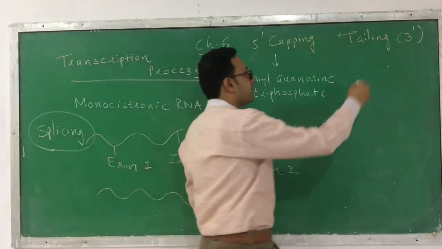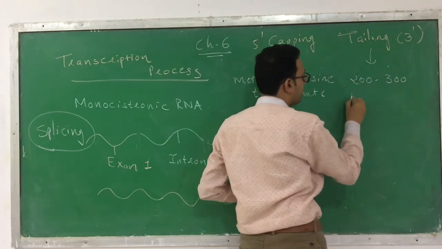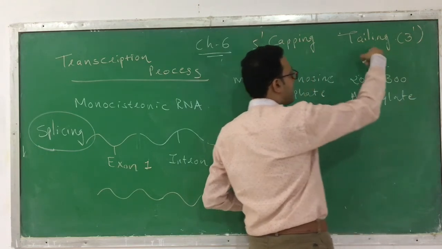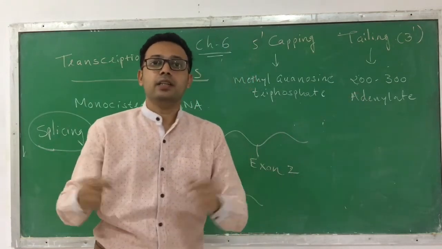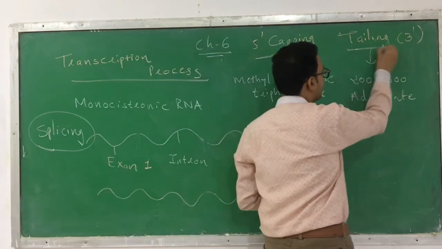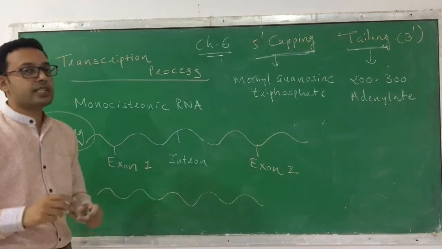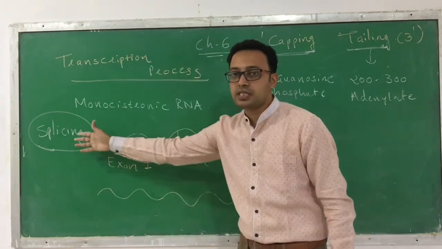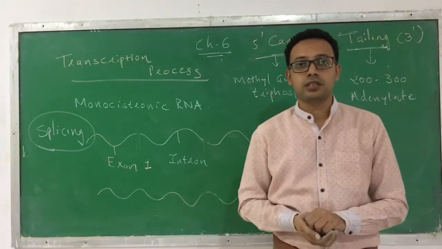And in the tailing, 200 to 300 molecules of adenylate are added at the 3' end. So the capping and tailing occur, which protect the intermediate sequences. This is another thing that happens in the eukaryotic cell. So these are the two changes that happen in the eukaryotic transcription. The first process that occurs is splicing, and the second one is capping and tailing.